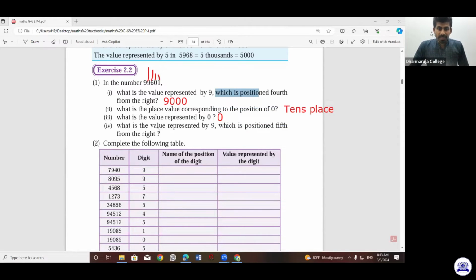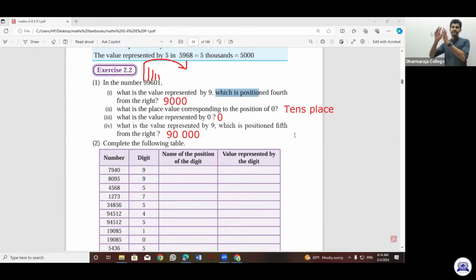What is the value represented by 9, which is positioned fifth from the right? 1, 2, 3, 4, 5, means this one. Ten thousands place. That means 10,000 into 9, which is 90,000. 10,000 into 9, 90,000 is the answer.